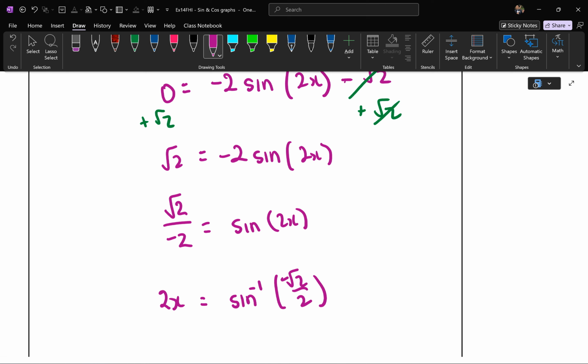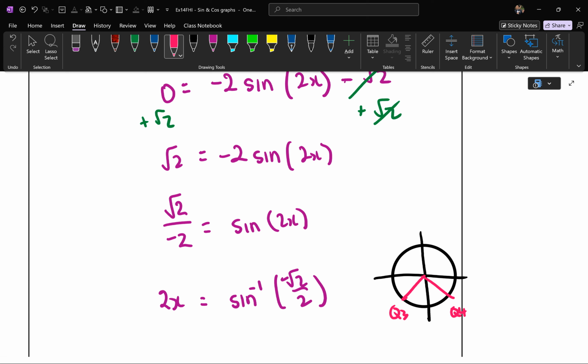This is where you have to think about your exact values in unit circles now. What was it again? Let's ask ourselves, sine represents y values. The y value is going to be negative root 2 on 2, so it's going to be negative. In which quadrants is sine going to be negative? 3 and 4 again, so very similar to before. It's quadrant 3, quadrant 4.